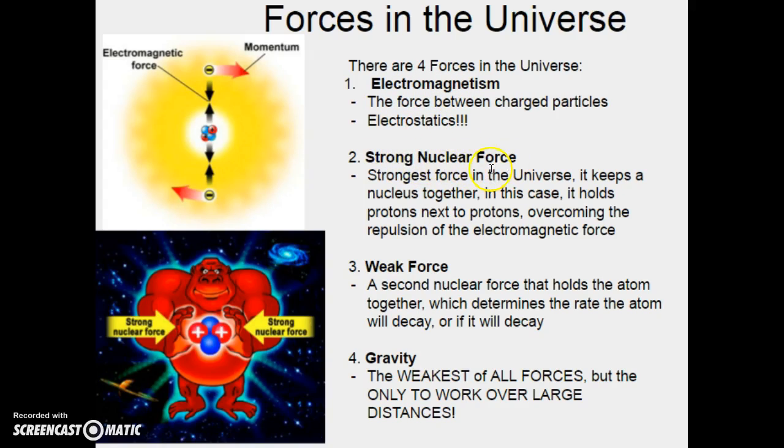We've got the strong nuclear force. This is the strongest force in the universe. It's what keeps the nucleus together. In this case, it keeps protons next to protons. This overcomes the repulsion of the electromagnetic force. And then we have what's called the weak force. This is a second nuclear force that holds an atom together, which determines the rate that an atom will decay, or if it will decay. So when we look at carbon 14, this is going to be directed by the weak force. Eventually it'll break down and decay. It's called a radioactive isotope.